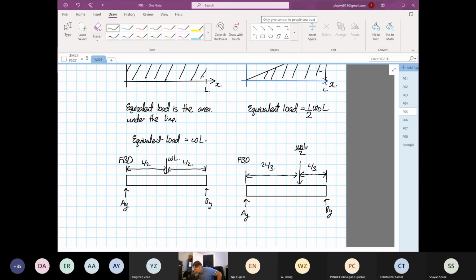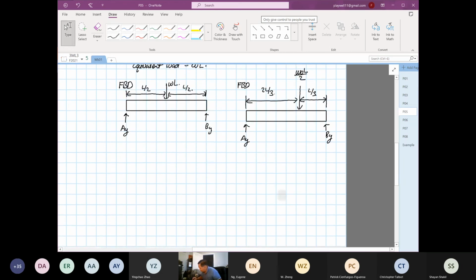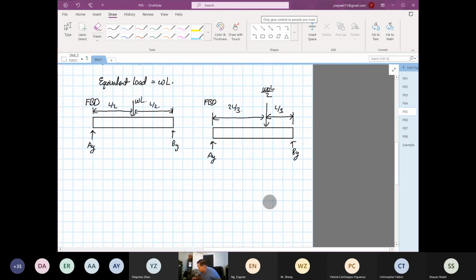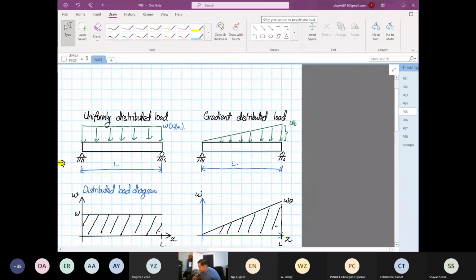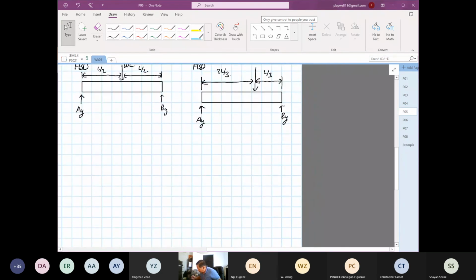Okay, let me finish this first. Next week I'll explain to you why. Now if we have a load that is rising from left to right, and if it goes from right to left, let's say the same structure, so now it's doing this direction.